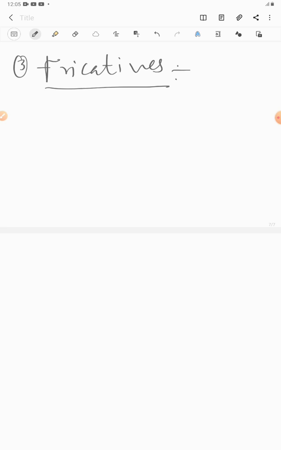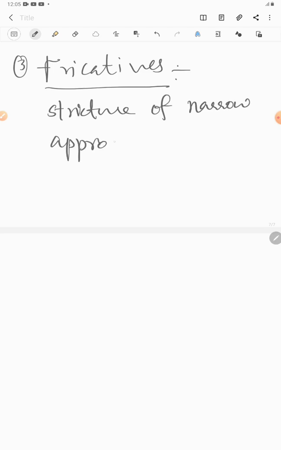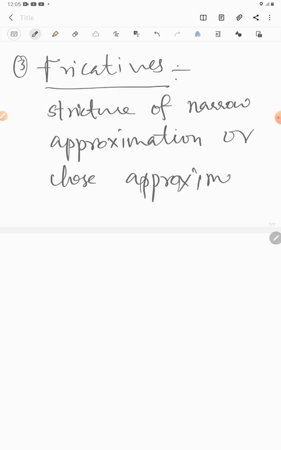Fricative consonants are those consonants which are articulated with a stricture of narrow approximation or close approximation. So, fricative sounds are articulated with what kind of stricture? A stricture of narrow approximation or close approximation.